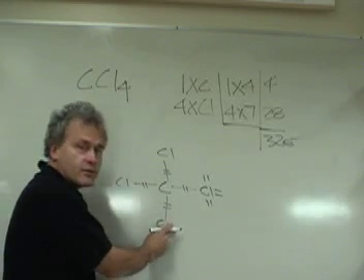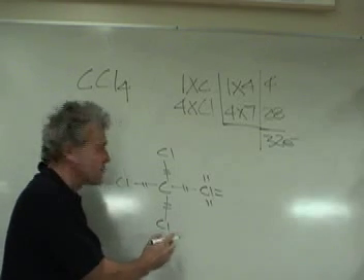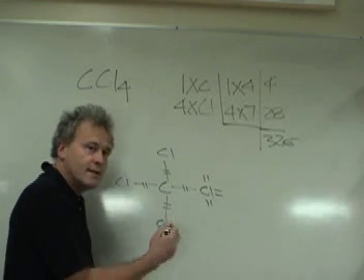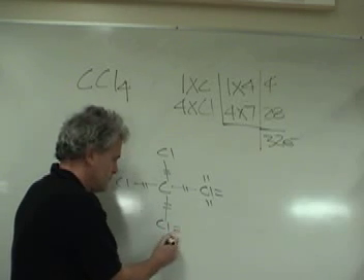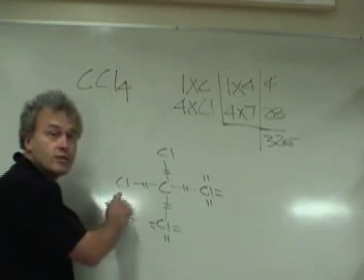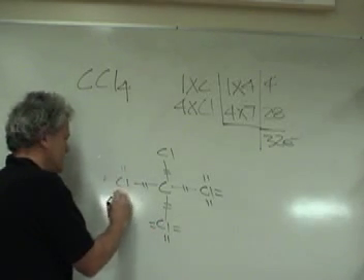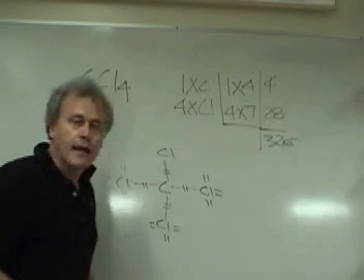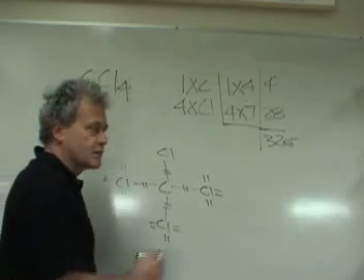Next, go to the next chlorine atom on the outside. The next atom on the outside also wants to have 8 electrons around it. It sees 2, wants 8, so it needs 6 more. Give it what it wants. The next one sees 2, wants 8, needs 6 more. And the last chlorine that we're talking about also sees 2, wants 8, needs 6 more.